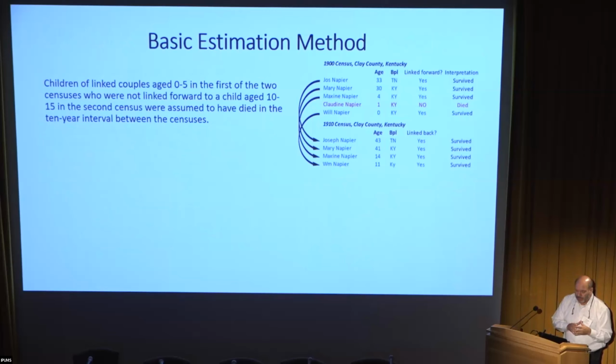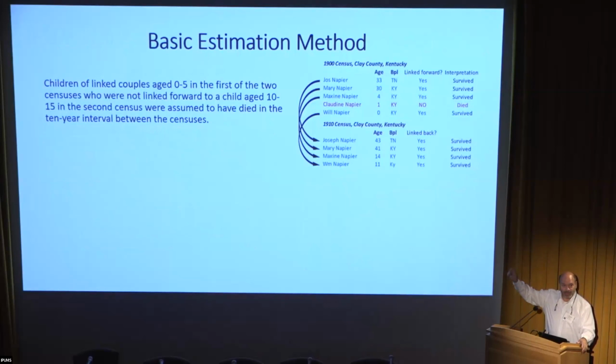Very briefly, the basic method is simple to describe. We link a married couple from one census to the next. Here's Mary and Joseph Napier. We find them 10 years later, 10 years older. And they have 3 children in the first of the censuses, Maxine, Claudine, and Will. We find Maxine and Will 10 years older. In the next census, Claudine is missing, and we assume Claudine is dead.